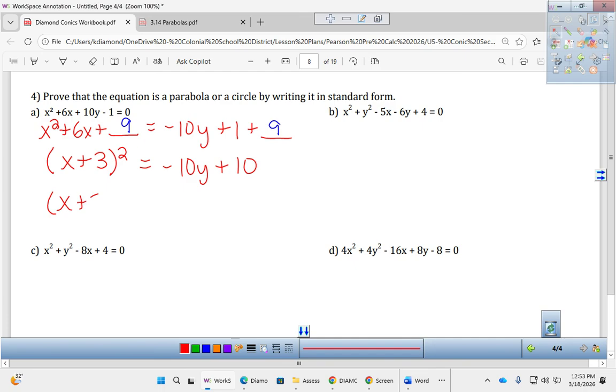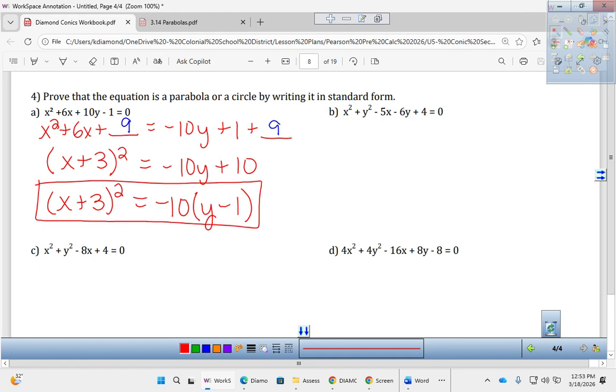We're factoring, but we're factoring a GCF. So the GCF between these two terms is negative 10. So I'm going to divide a negative 10 out. So negative 10y divided by negative 10 is just y, and positive 10 divided by negative 10 is minus 1. This is the standard form of my parabola.